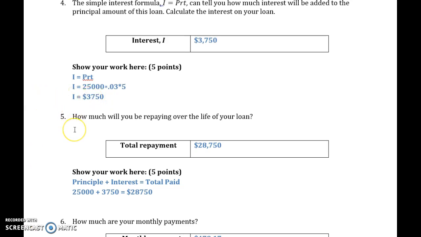And for number 5, how much will you be repaying over the entire life of the loan? You have to pay back how much you borrowed, which is your answer from number 1, your principal, for problem 1, plus problem 4, the interest that you calculated. That's what you pay back. Your principal plus your interest is the total amount that you have to pay. So add those two answers together. You've already calculated them, number 1 plus number 4, and that's how you solve for number 5.